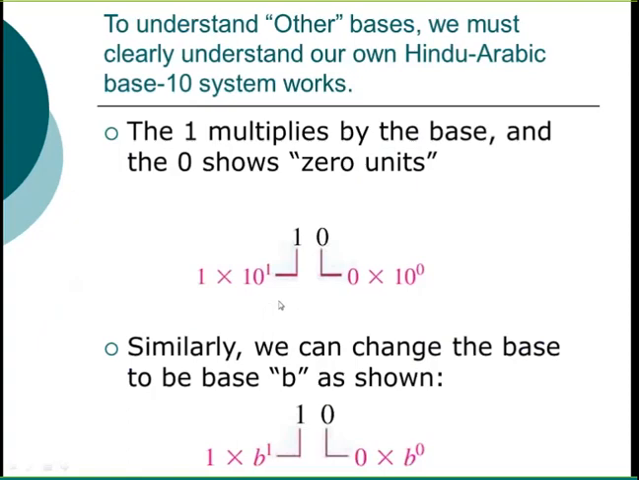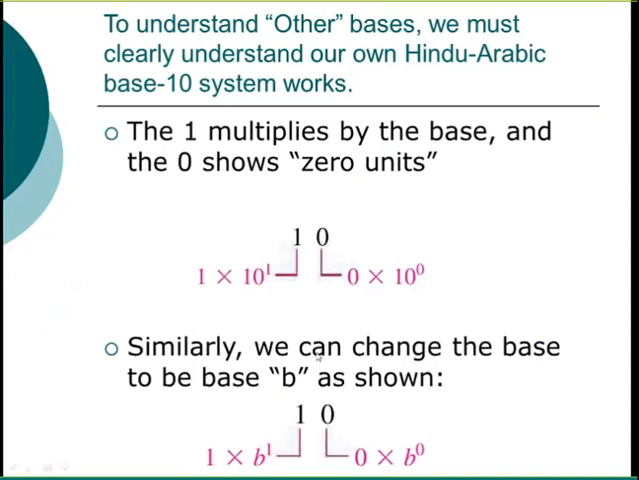To understand how bases work, we have to really clearly understand our own counting in base 10 and how it works. The zero represents our ones, or units, so here we've got 0 ones, and the 1 represents 10. So we've got one group of 10 and 0 groups of ones, so it's just kind of grouping.